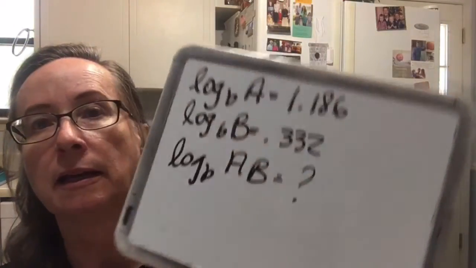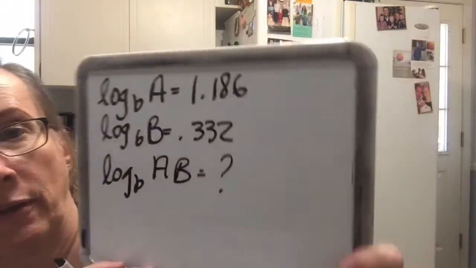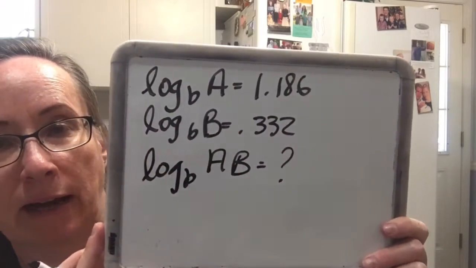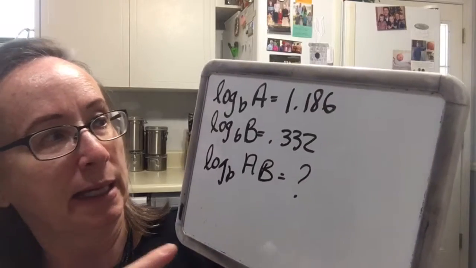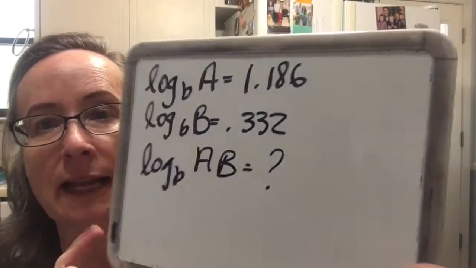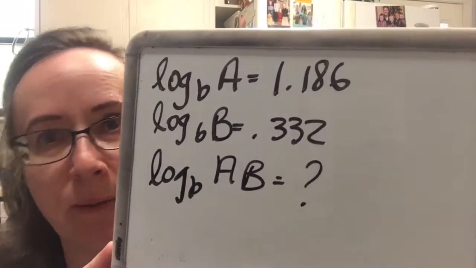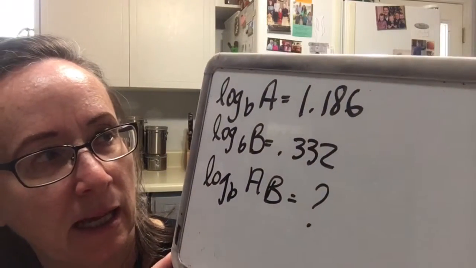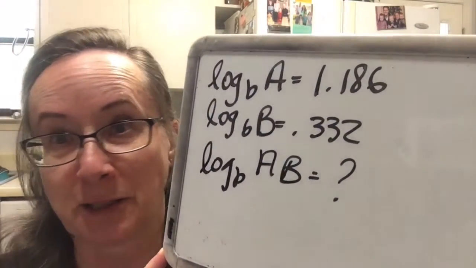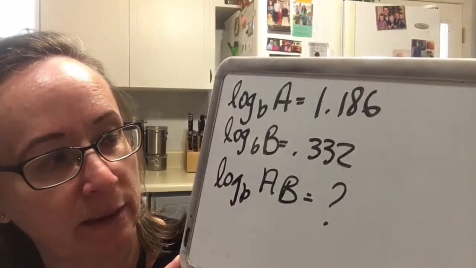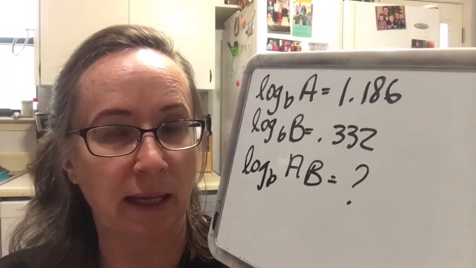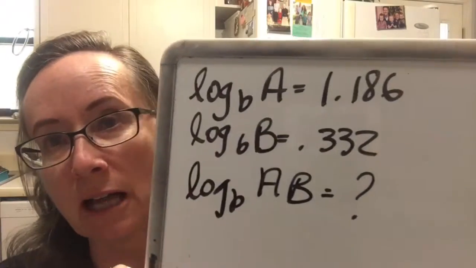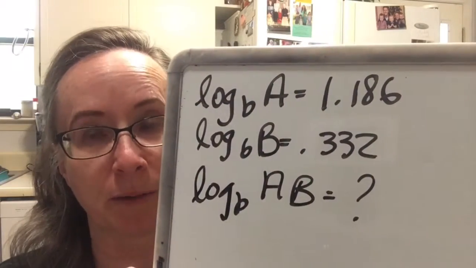And number 13 here is one of those where we cannot use the calculator other than to add, subtract, multiply, or divide, because they're giving us a log that has no base. It's a base b. We can't calculate that. Our change of base formula does no good for us. So what we're trying to do here is evaluate log base b of a times b. So these are problems that are designed to check your knowledge of the properties.